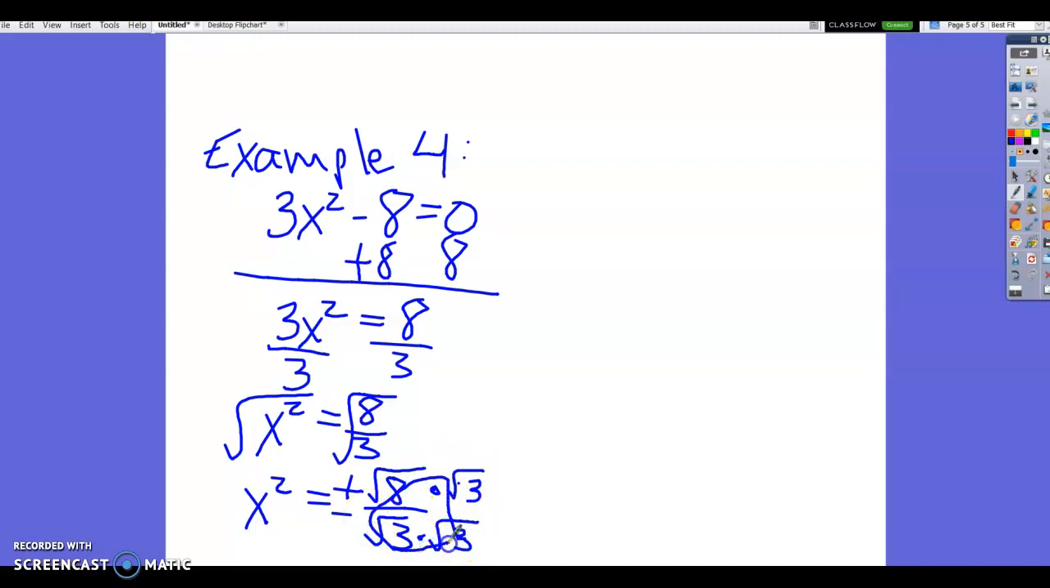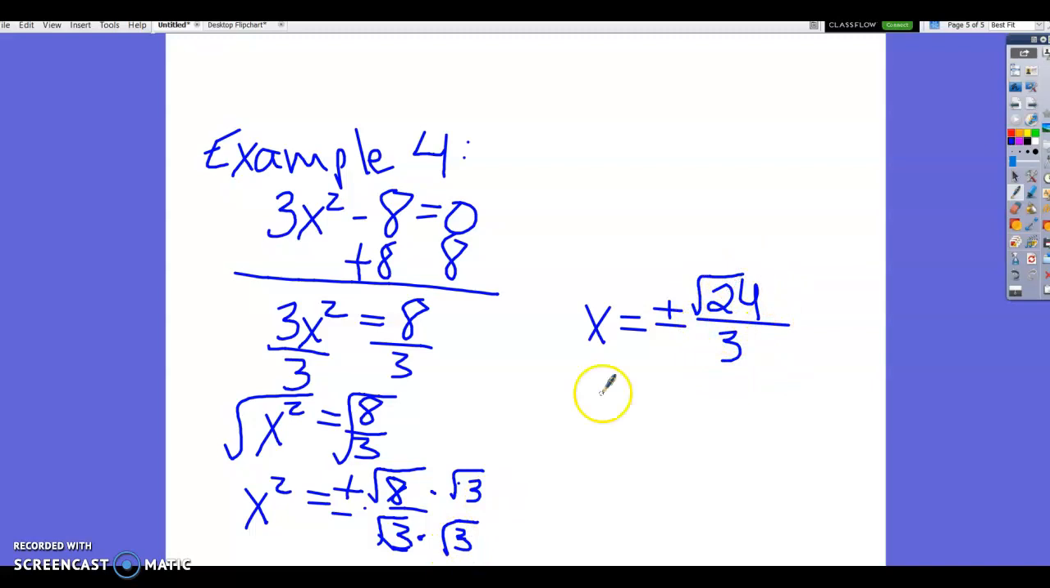So we're just manipulating this problem to get rid of the square root in the denominator. All right, so we're going to have x equals plus or minus square root of 8 times square root of 3, square root of 24, and a square root times itself is just that number. So the square root of 3 times the square root of 3 is the square root of 9, but the square root of 9 is just 3. So anytime you have a square root times itself, you know it's just going to be that number.